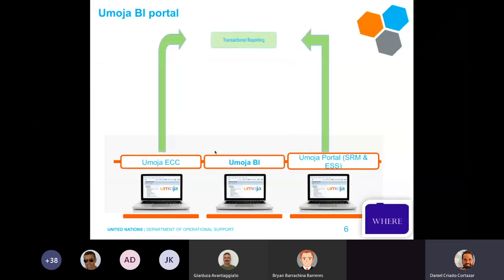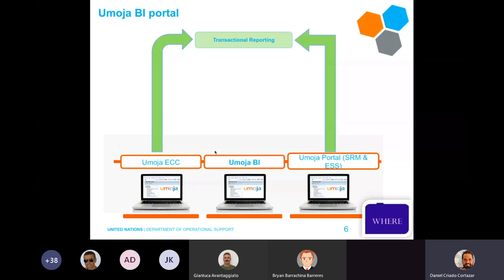First thing, where I can find BI in general is through the Umoja BI portal over here. This is the portal devoted only to BI reporting. The other two Umoja components, which are ECC and the Umoja portal, which consists of SRM and employee self-service, are more devoted to transactional reporting. So we launch a T-code in order to see all the pending transfer requirements in our warehouse. We put a T-code in ECC and see all the data and records that fill our needs.